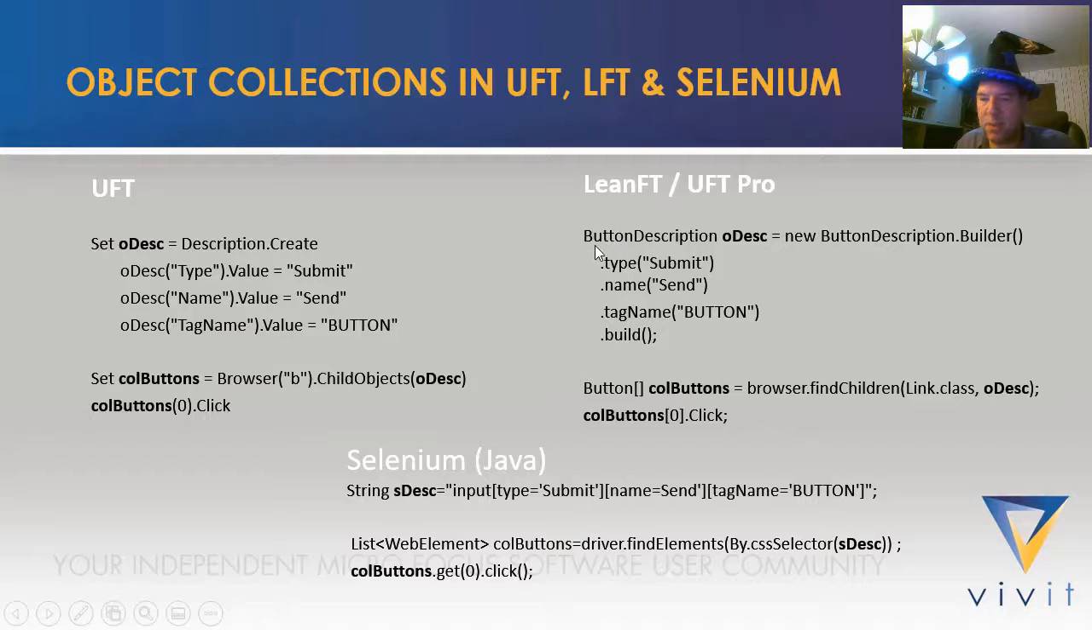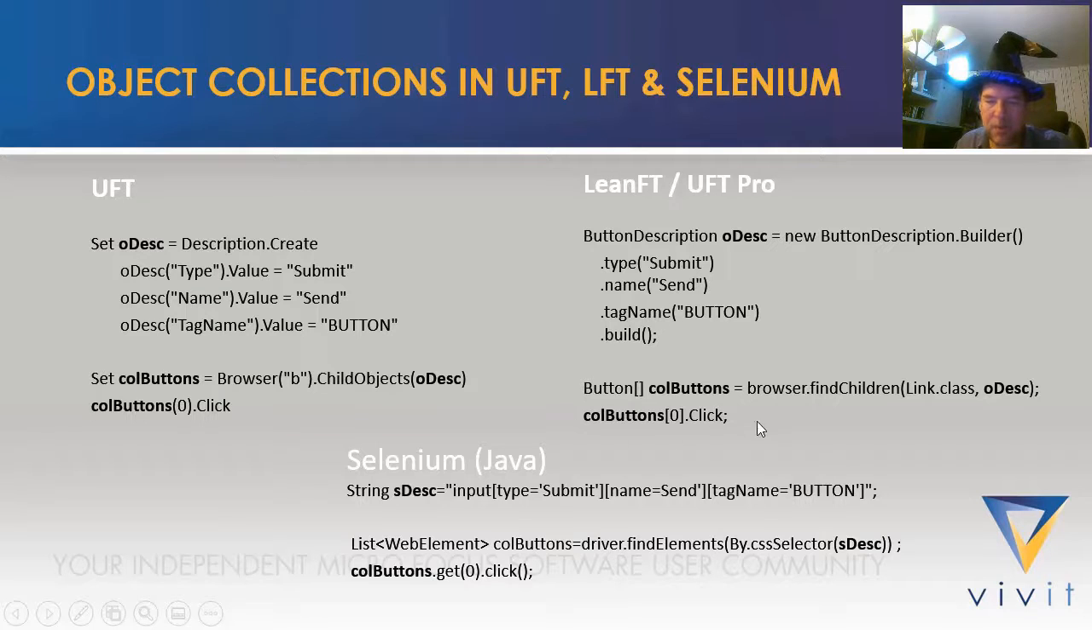We do our description with a new button description builder. There's our type being submit, our name, send, and our tag button over here. And then we go and build it. And then we create a collection of buttons using find children. Same thing. Go and click on the first visible one.